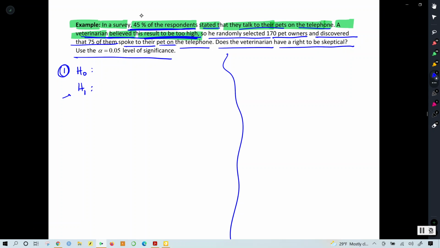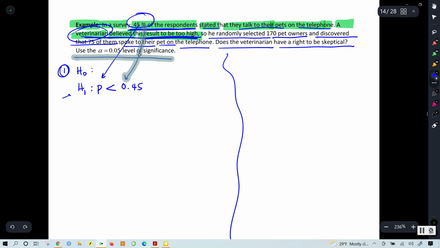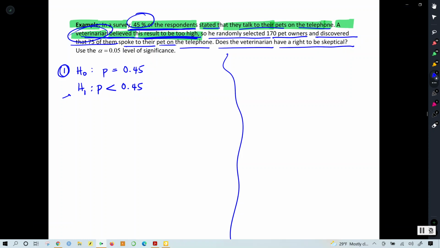So what does that mean? Does he think it is lesser than 45%? I believe that to be so. So this would be a claim by this veterinarian that this proportion should actually be lesser than what was claimed, 0.45. That would be the way to set your alternative hypothesis, and the null hypothesis will be p equals 0.45.